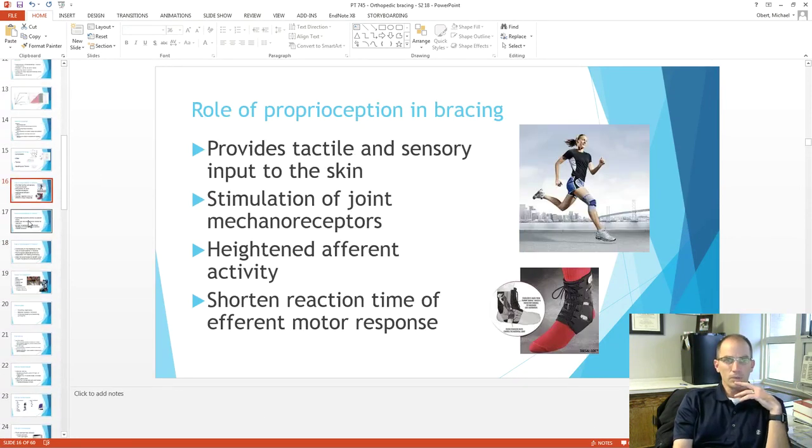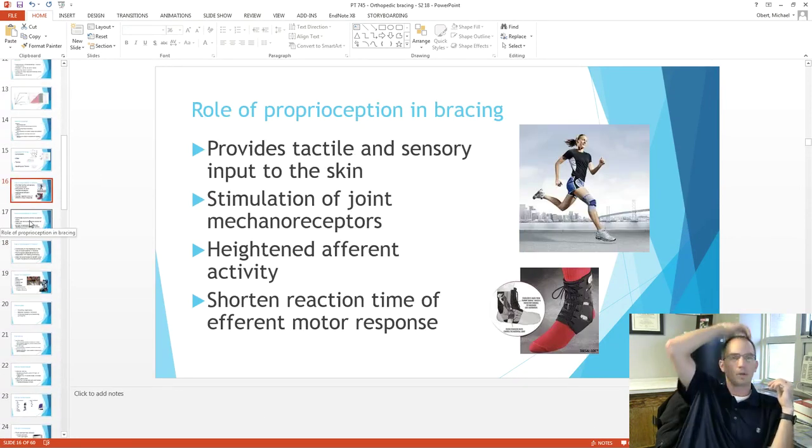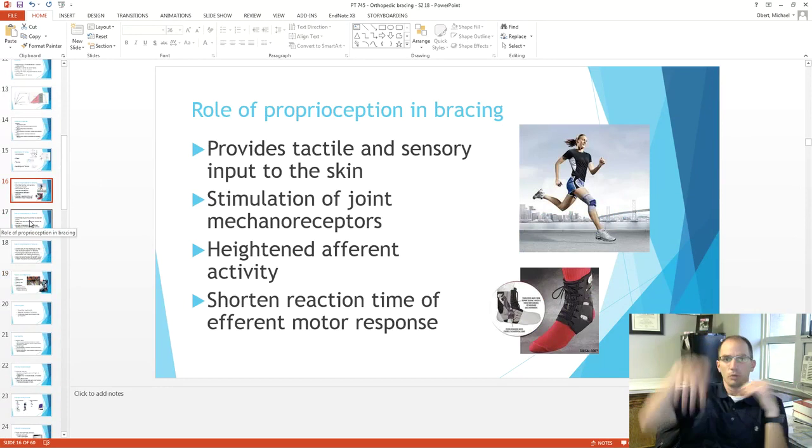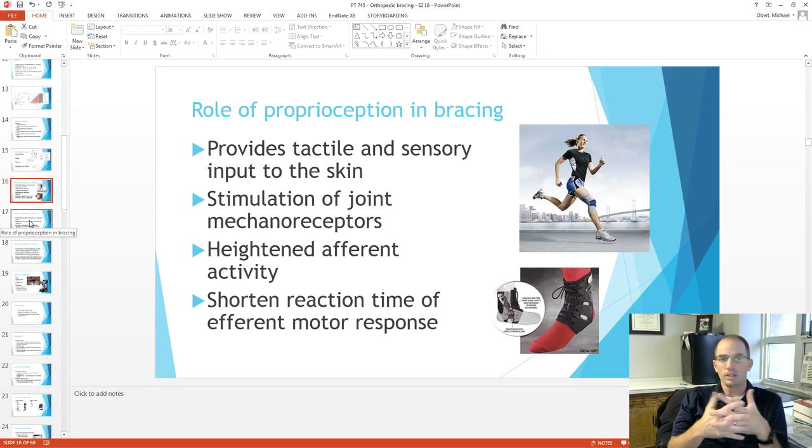We talk about bracing. There's some other things to keep in mind. So we talk about the role of proprioception within this. It provides tactile and sensory input to the skin, so we get a lot more feedback that way. So that's one of the benefits of it. The other thing is that you'll have patients all the time ask you, I'm wearing this ankle brace. Should I try to go without it when I can or when I'm around the house because I feel like I'm going to be reliant on that.